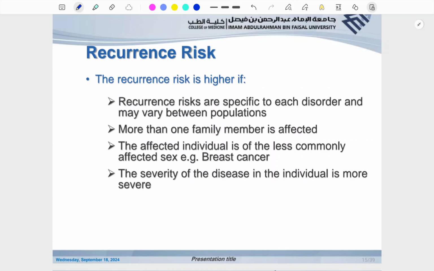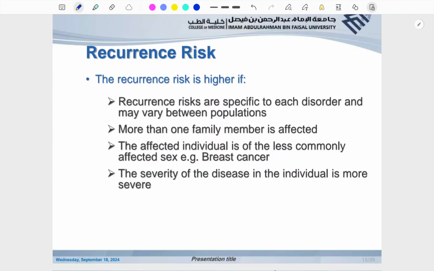If more than one family member is affected, the more members affected, the higher the recurrence risk you have. If the affected individual is of the less common sex, as we said, for example in breast cancer, you have a higher risk. If the severity of the disease is higher in that individual, because of penetrance, remember, disease severity could be different. I gave you polycystic kidney disease: some people make only 1 cyst in the kidney, some people have 10 cysts in the kidney. It differs according to penetrance. So the more severe it is, the higher the risk of recurrence.